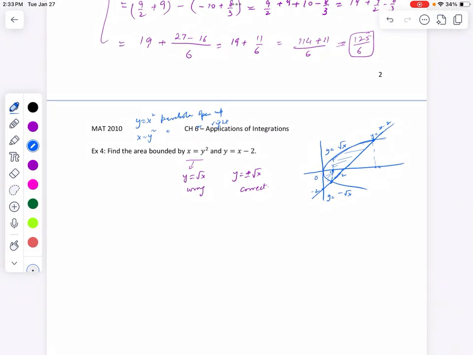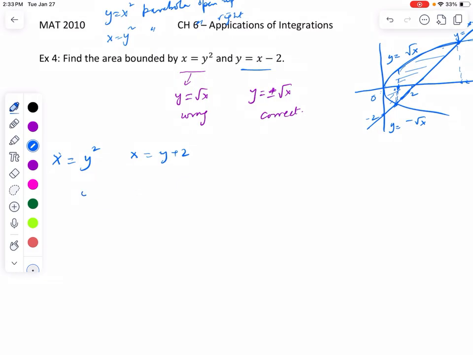So we have to find the points of intersection. So we cannot do the x first, we have to do the y first. So we set the x equal to each other. One says x is y squared, the other says x is y plus 2. You can find the x from here. And now we set the x equal, so we get y squared is equal to y plus 2. Y squared minus y minus 2 is equal to 0, which gives y minus 2 and y plus 1 equal to 0, which gives me y is equal to 2 or equal to negative 1.